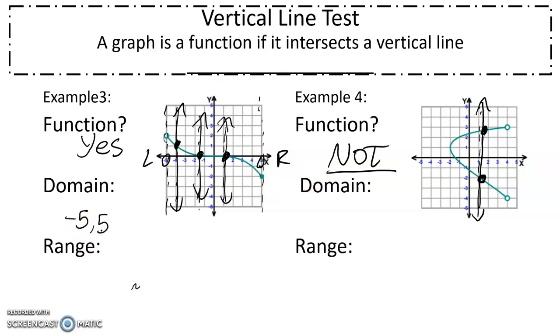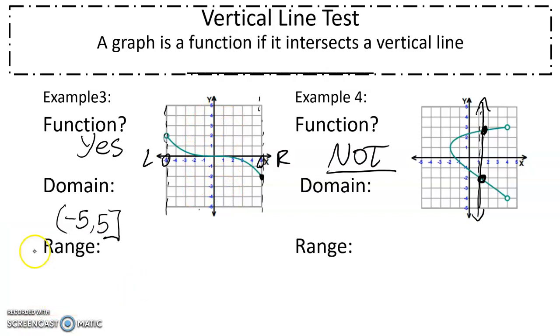Now I got to determine brackets and parentheses. This time it's a little different because I got an open circle right here. This open circle means I put a parenthesis there. Whereas this +5 has a closed circle, I put a bracket down. Okay, I'm actually going to erase some stuff here. I'm going to erase these lines right in here.